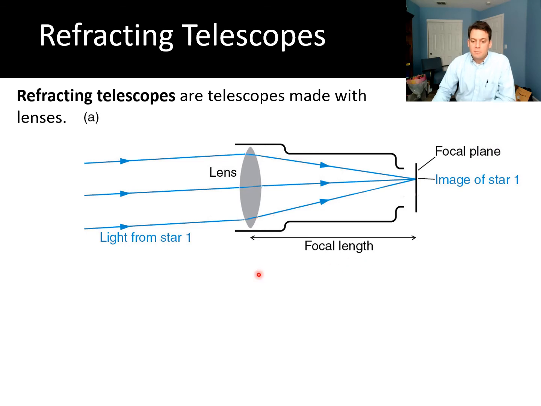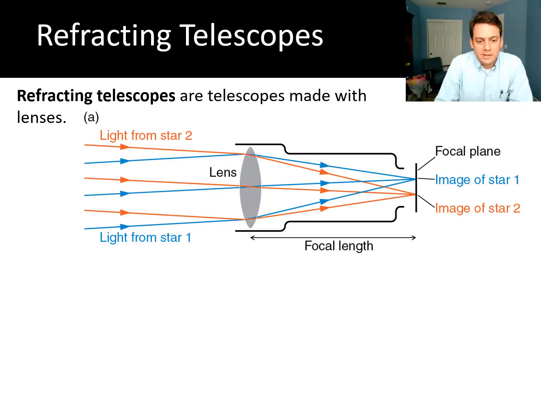Okay, the distance between the lens and the focal plane is called the focal length, and it is determined by the radius of curvature of the lens. So basically, if you have a very big lens with small curvature, then the focal length will be long. If you have a smaller lens with a smaller radius of curvature, so it's curved more, then it will bend the light rays more significantly, and the focal length will be smaller.